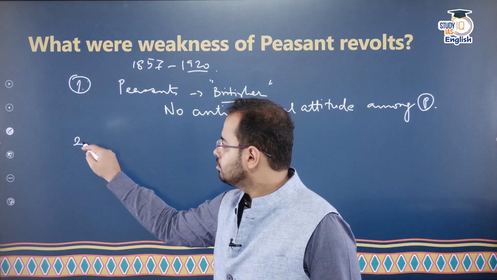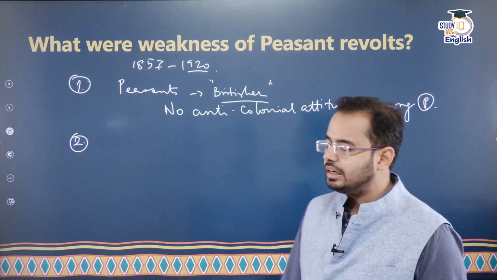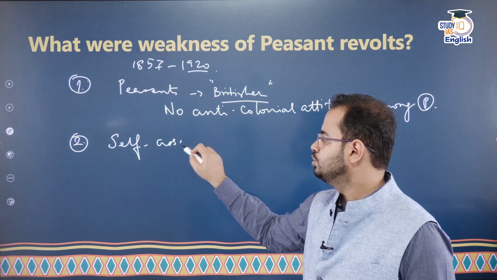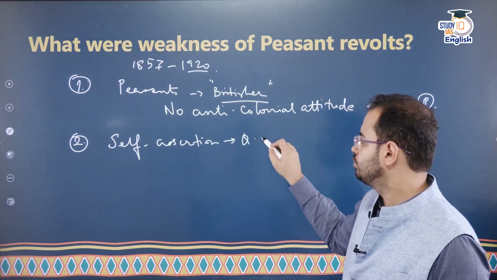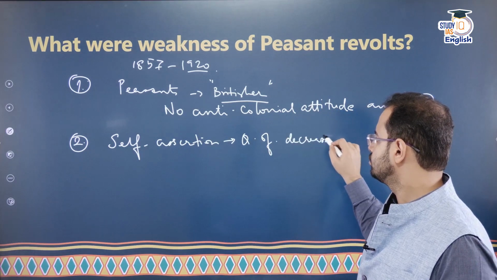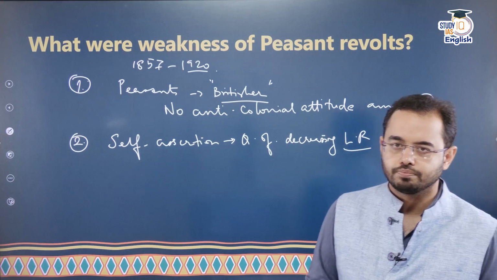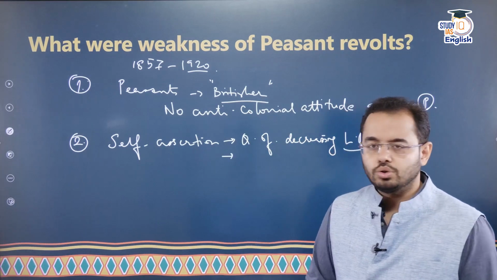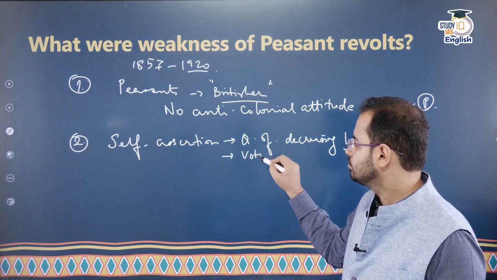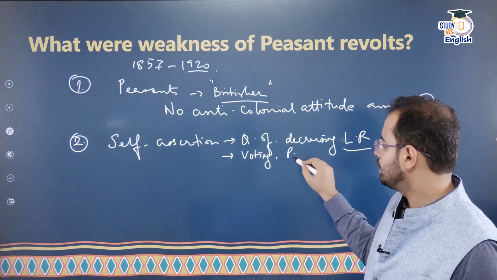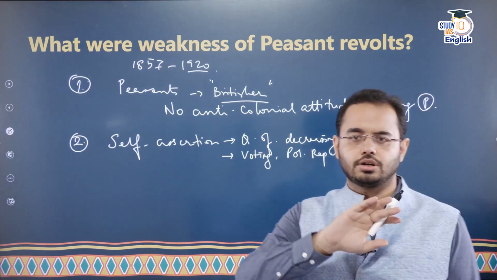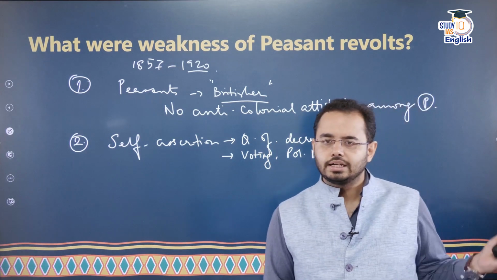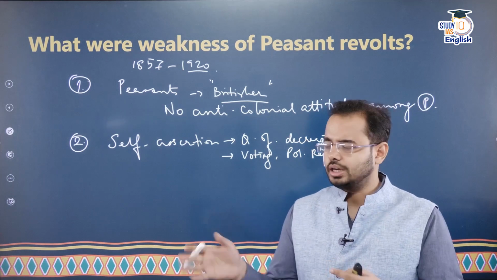Second, he says that the peasants never demanded, in a way, the right of self-assertion. So there was no question of decreasing land revenue. They didn't want to decrease land revenue. They just didn't want to give it to the zamindars, right? There was no question of asking for demands like voting or political representation, etc. They did not ask for any such political motives. All that they wanted was that their land revenue should be given directly to the Britishers rather than having middlemen in the picture.